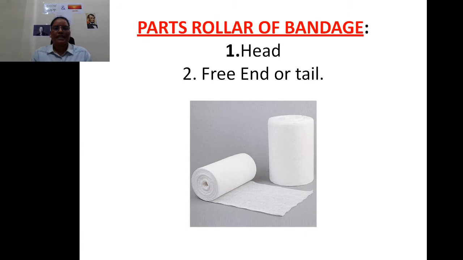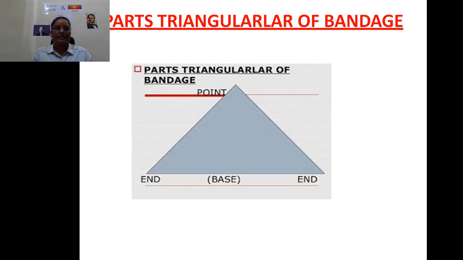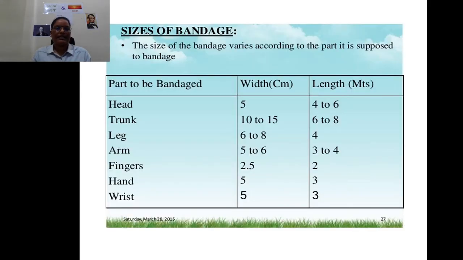Next is parts of the roller bandage, that is head from where the bandage starts and the tail where the bandage ends. Next is parts of the triangular bandage. Triangular bandage has a base and one point, one base. Then next is sizes of bandage.